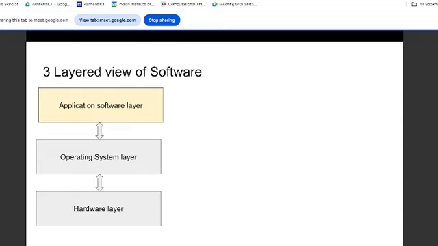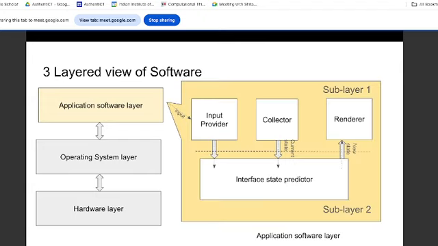These are fundamentally the layers which describe the platform on which the application runs, or the system on which the application is going to run. Of course, that compatibility is also an important thing, but from here onwards, we are going to talk more in depth about the application software layer. So let's explore what is in this application software layer. It is basically divided into two sublayers: sublayer 1 and sublayer 2.